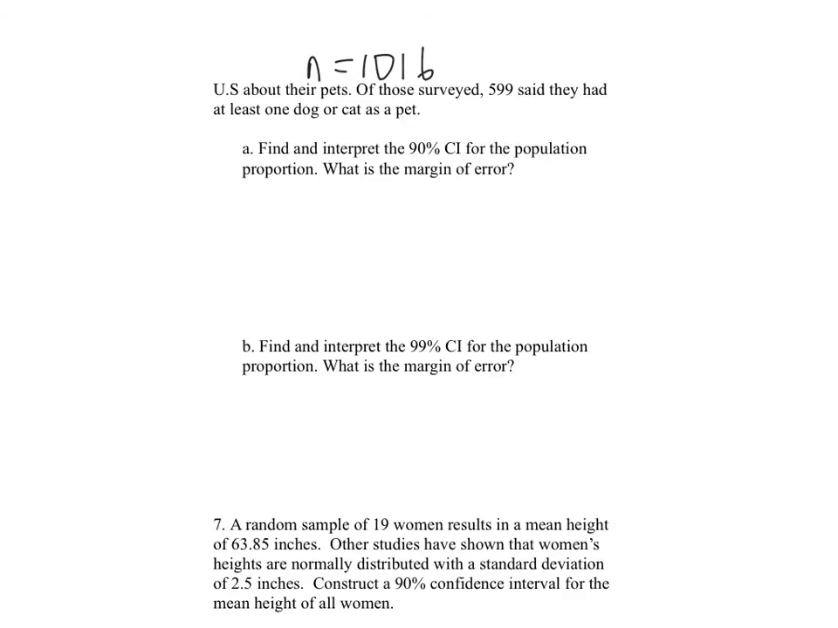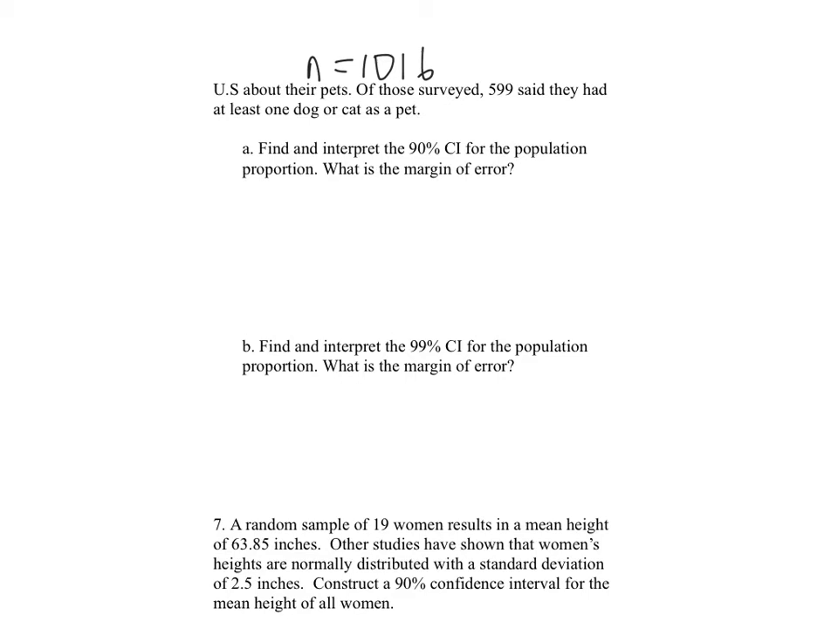Okay, number 6. We're looking at proportions in this case. So we have a sample size of 1,016, and we're talking about people and their pets. And it says of those surveyed, 599 said they had at least a dog or a cat as a pet. We want to construct a 90% confidence interval and find what is the margin of error.